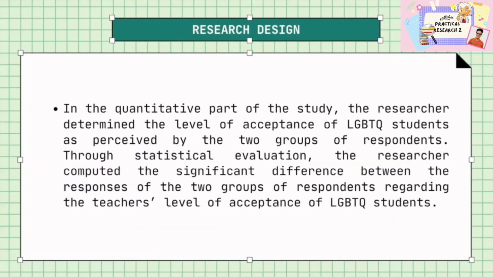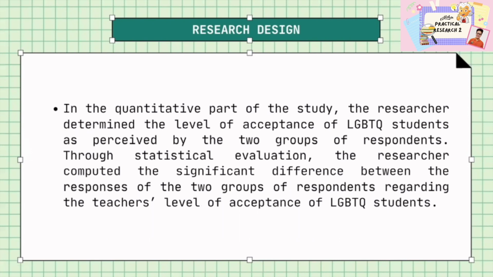So in the quantitative part of the study, the researcher determined the level of acceptance of LGBTQ students as perceived by the two groups of respondents. Through statistical evaluation, the researcher computed the significant difference between the responses of the two groups of respondents regarding the teacher's level of acceptance of LGBTQ students.